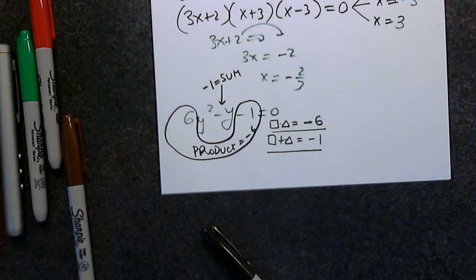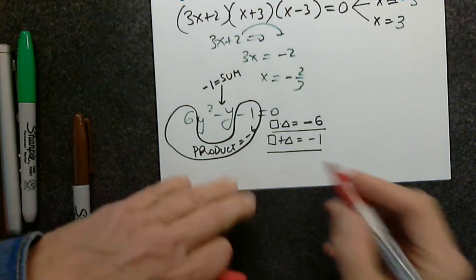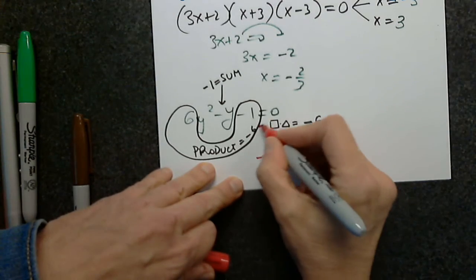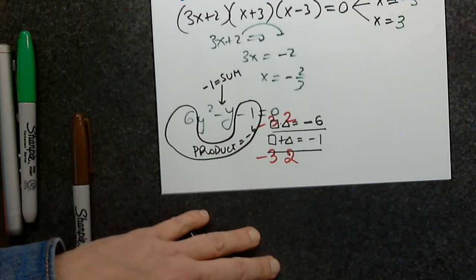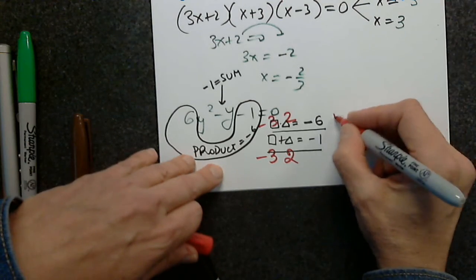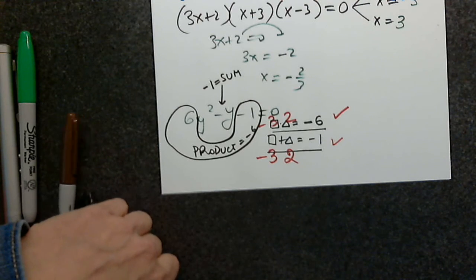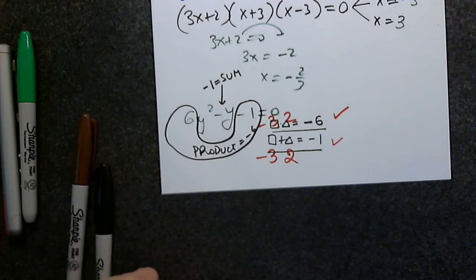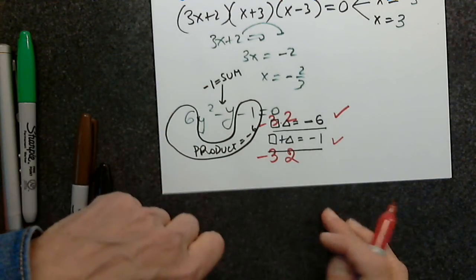-3 and 2. Say it again. -3 and 2. Yes. I heard that. So, are both conditions fulfilled? Yes. Not just one. I know you said yes, but I just want to emphasize: both conditions have to be fulfilled. Otherwise, it's possible that the polynomial is not factorable.